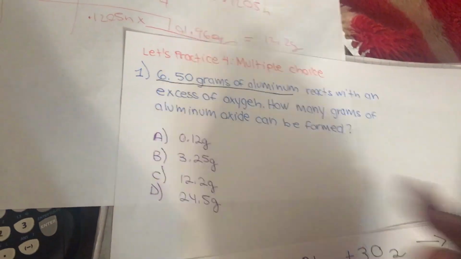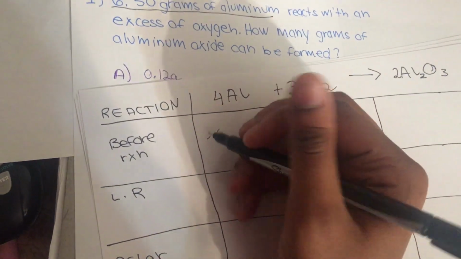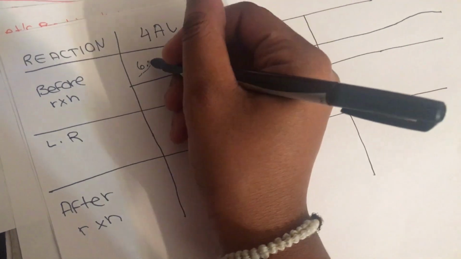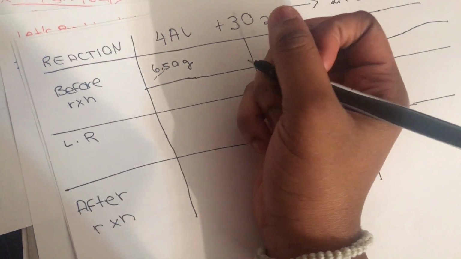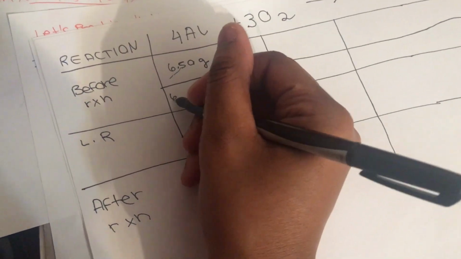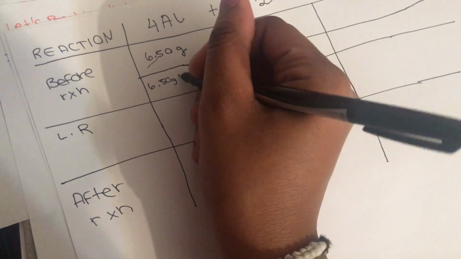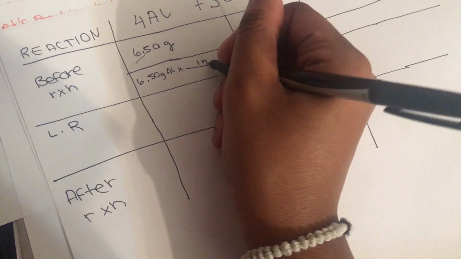It says that we have 6.50 grams of aluminum. That is a given, so we're going to put it on the aluminum side. However, before we do anything, we have to convert it into moles. So this is the part. We write 6.50 grams of aluminum and we convert it into moles.